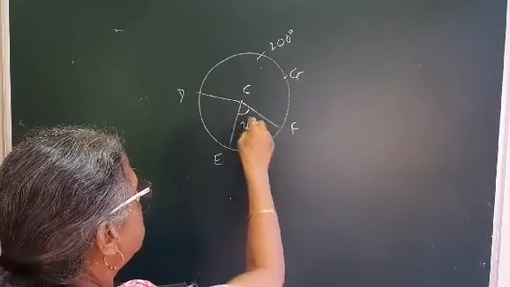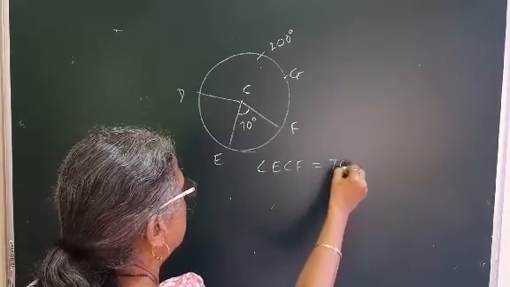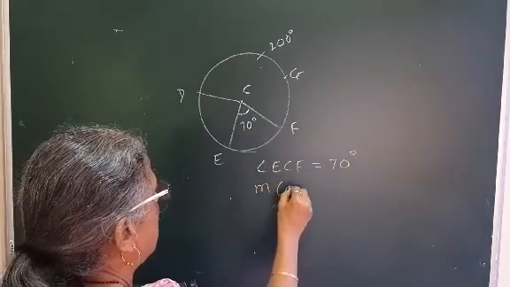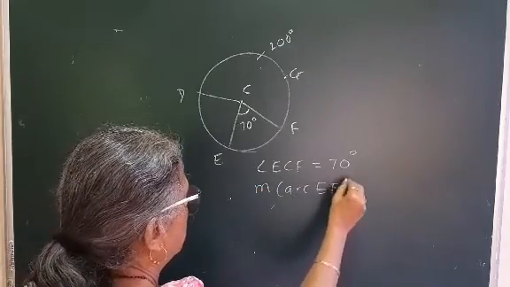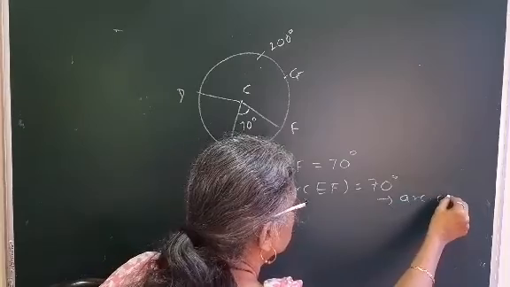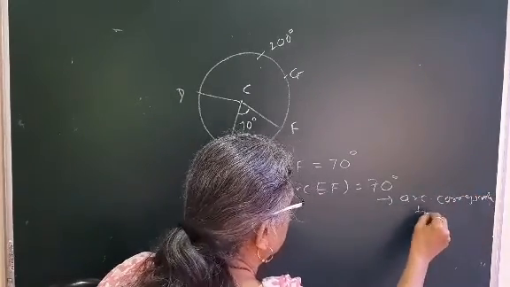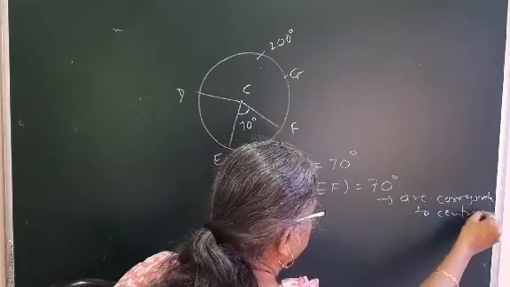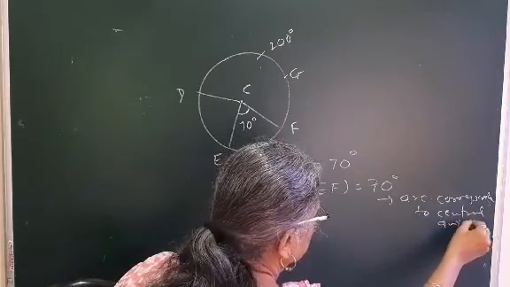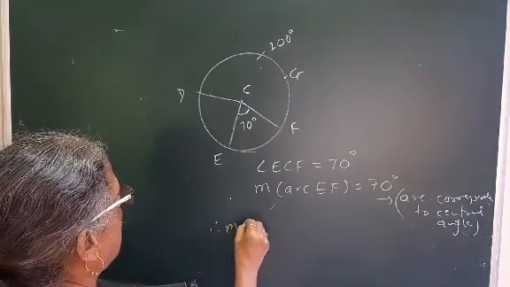So as angle ECF is equal to 70 degrees, major arc EF is equal to 70 degrees. The reason is arc corresponding to central angle. That is the reason you are going to use, the central angle. Followed?